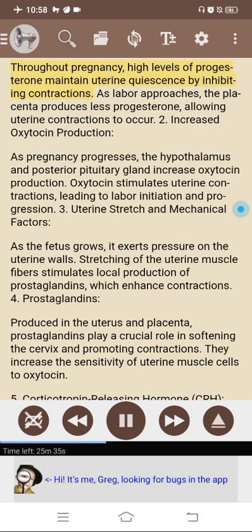1. Progesterone withdrawal. Throughout pregnancy, high levels of progesterone maintain uterine quiescence by inhibiting contractions. As labor approaches, the placenta produces less progesterone, allowing uterine contractions to occur. 2. Increased oxytocin production. As pregnancy progresses, the hypothalamus and posterior pituitary gland increase oxytocin production.